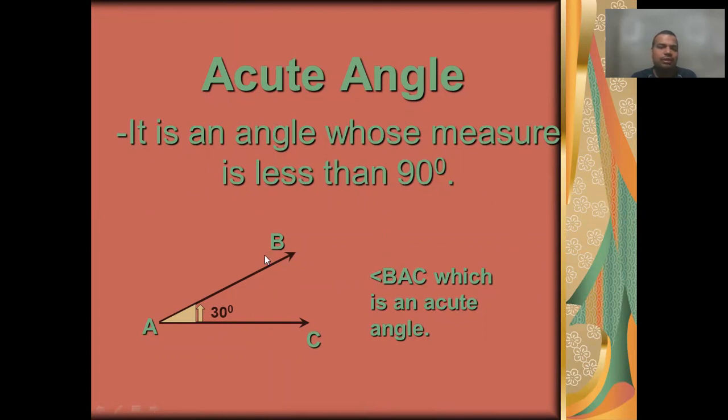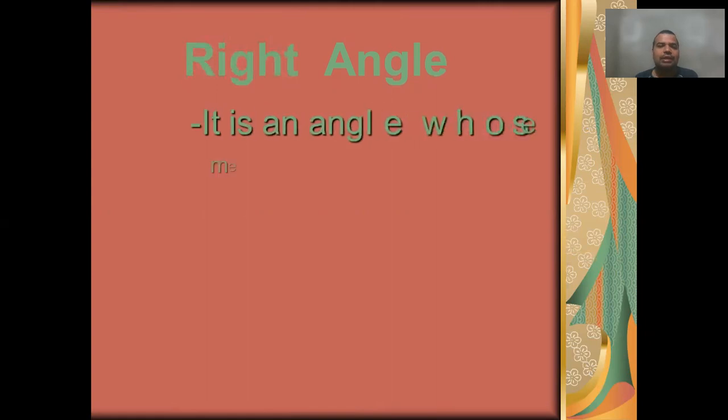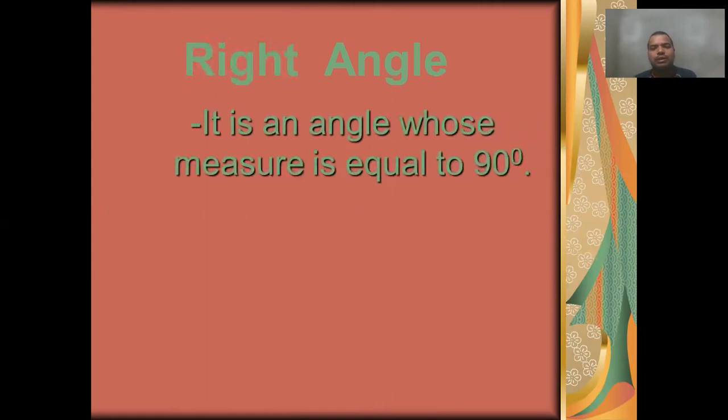I hope that whatever has been explained till now, you are getting it well. Now coming to the right angles. What is a right angle? A right angle is an angle whose measurement is equal to 90 degrees. Let's see it in the figure. Here we can see the angle is 90 degrees.